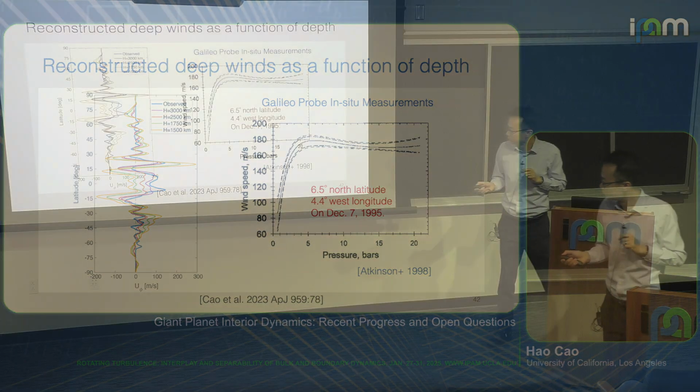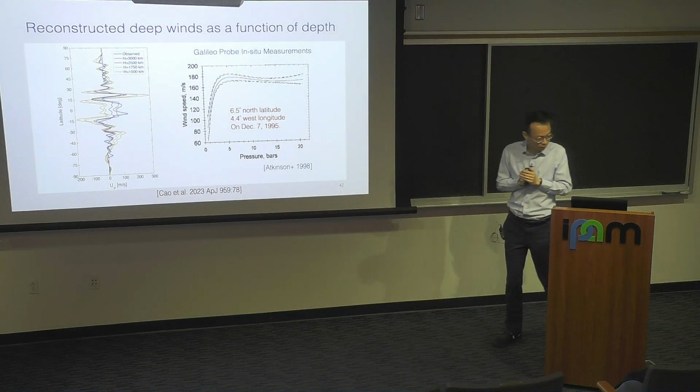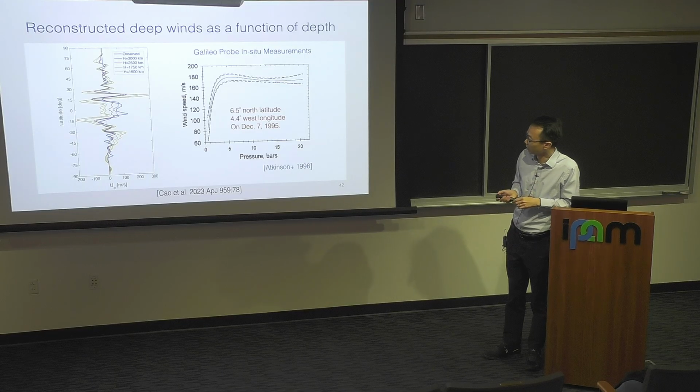So this is just a review of what the Galileo probe result was. The Galileo probe was dropped into Jupiter at an equatorial region, and as it moves into Jupiter, this is the derived wind speed, in pressure coordinates from 1 bar to about 20 bar. You can see between about 1 bar and 5 bar, the equatorial wind actually increased by a factor of 2. You go from 90 meters per second to about 180 meters per second. And after that, it stayed constant.